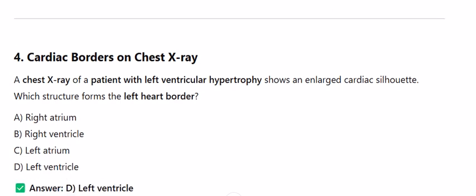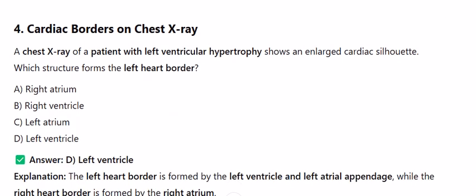4. Cardiac borders on chest X-ray. A chest X-ray of a patient with left ventricular hypertrophy shows an enlarged cardiac silhouette. Which structure forms the left heart border? A. Right atrium. B. Right ventricle. C. Left atrium. D. Left ventricle. Answer D. Explanation. The left heart border is formed by the left ventricle and left atrial appendage, while the right heart border is formed by the right atrium.